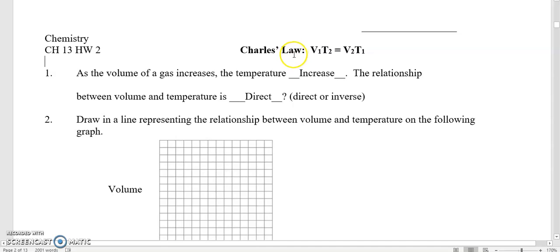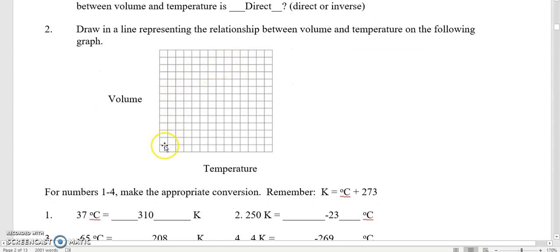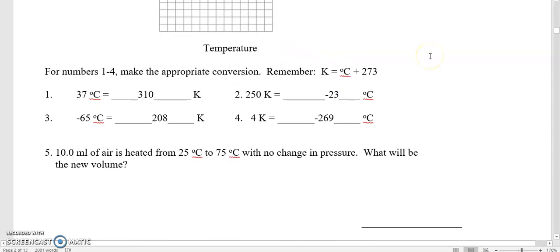Because now, as you increase the volume, the temperature has to increase on the opposite side. Or if you decrease the temperature of the second, you're going to have to decrease the volume of the second. And so that's a relationship we can see very clearly in this law, and your graph is going to look like a straight line. Now, don't forget we always have to use Kelvin.